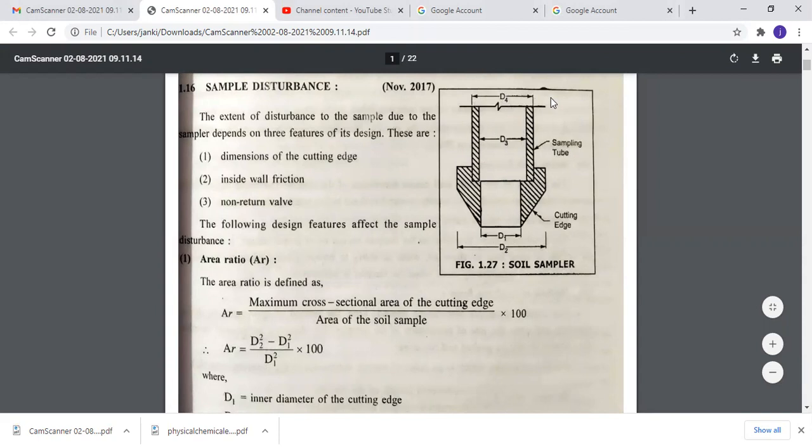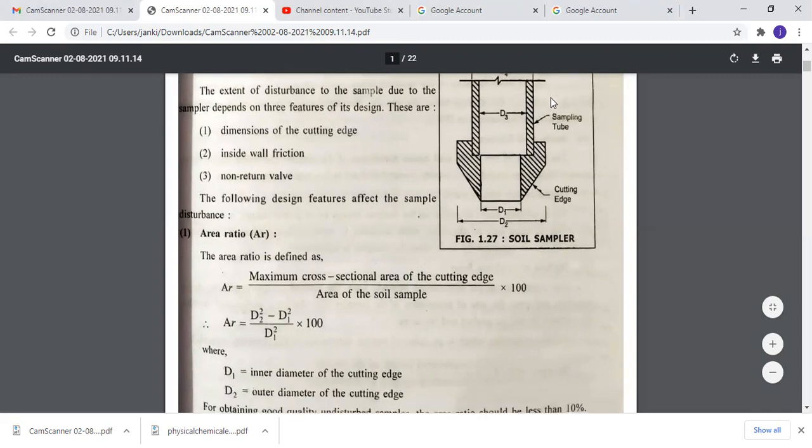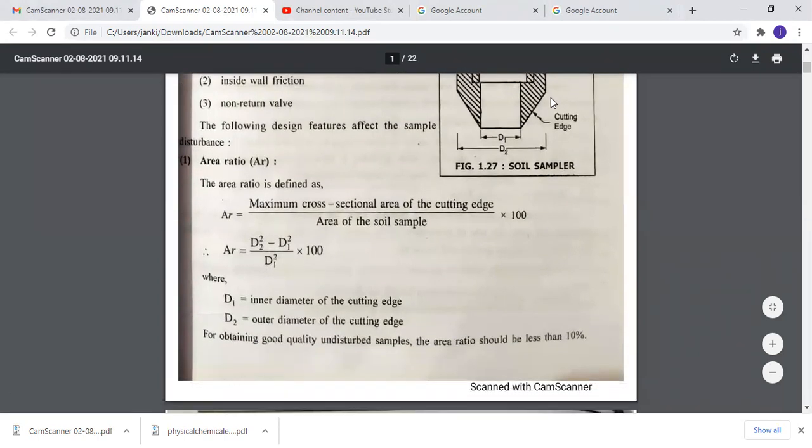So there are some design feature effects we will learn about. First one is the area ratio, which is known as AR, right? So area ratio is defined as AR equals the maximum cross-sectional area of the cutting edge divided by the area of the soil sample, multiplied by 100.